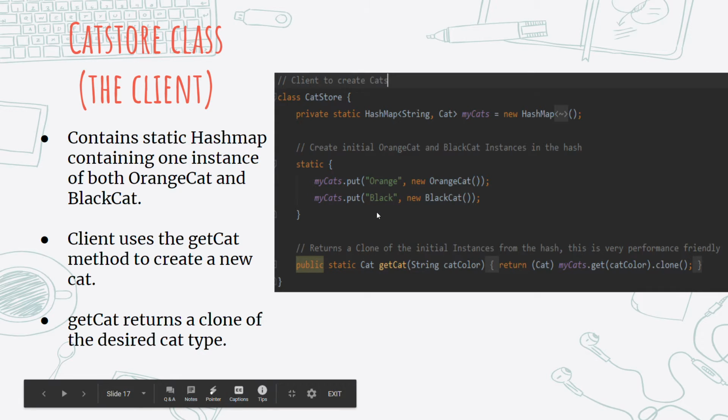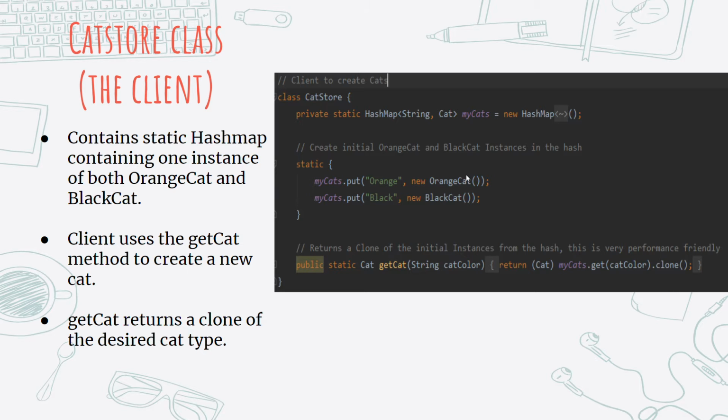So the client would start off, we would have a cat store object, and then each time a cat is to be created, cat store would simply call get cat and provide a string color, either orange or black, and this will return a clone of the given cat color. So this will access the mycats hash map, and let's say we want to add a new orange cat, we'll simply do cat store.getCat, provide orange, and this will return us a clone of the original orange cat.